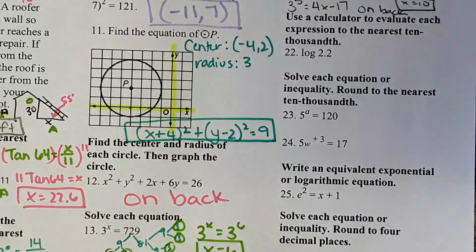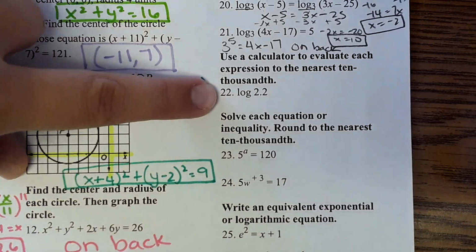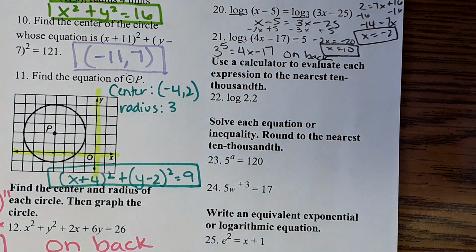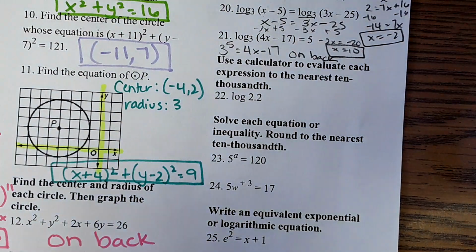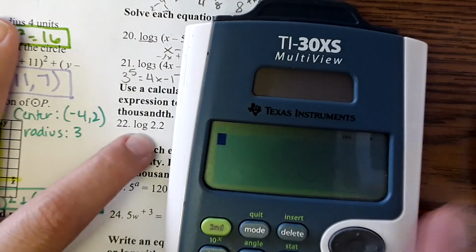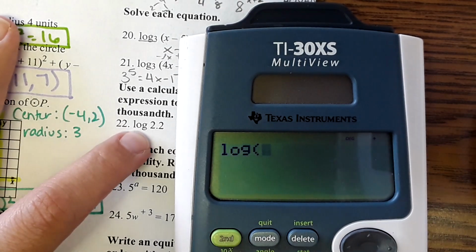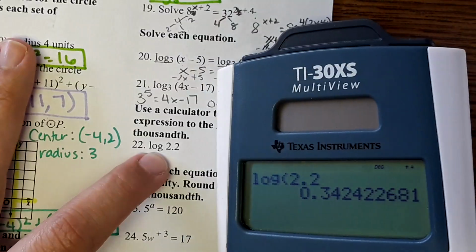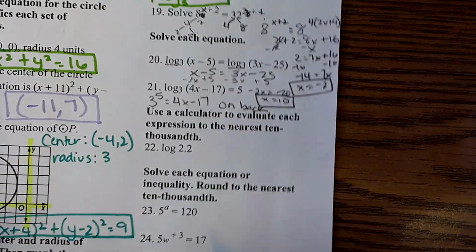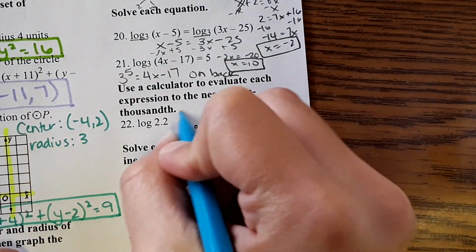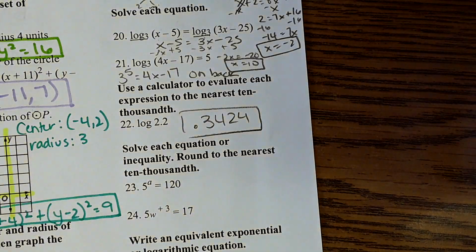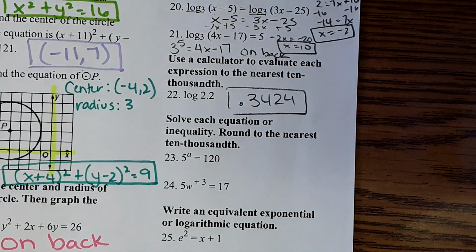Okay, next. For number 22, it's just plugging it in a calculator. If it doesn't say what the base is, that means the base is 10. And if it's log base 10, you can just plug it in the calculator and get the answer. 0.3424. Okay. 23.